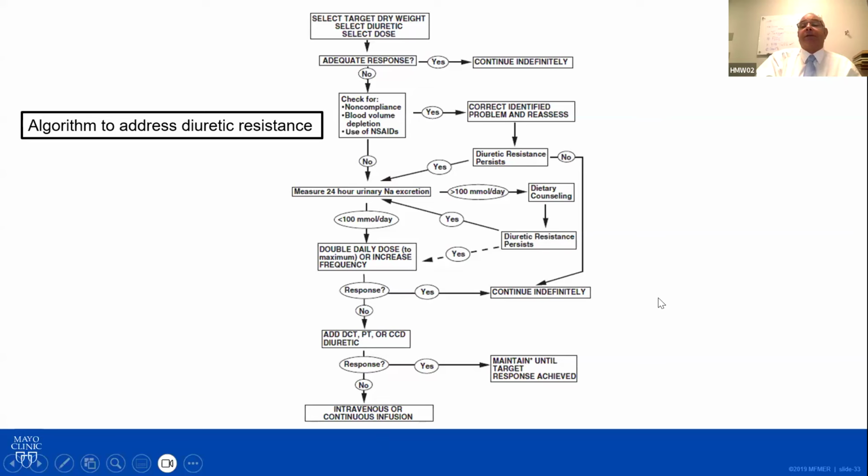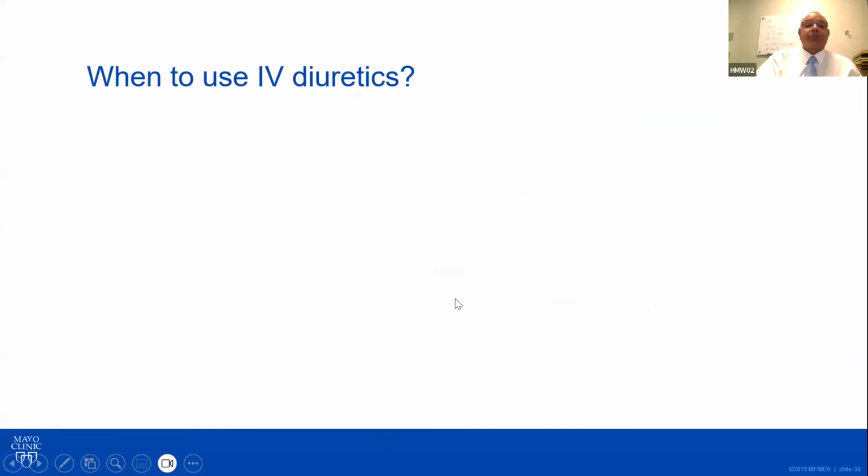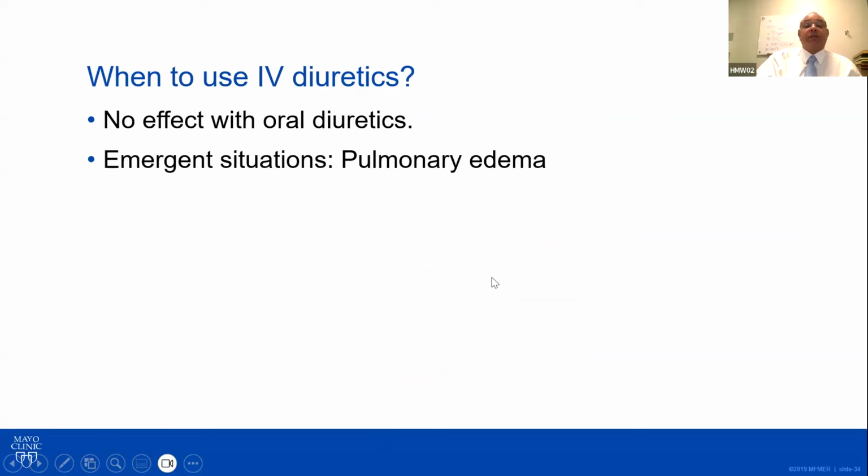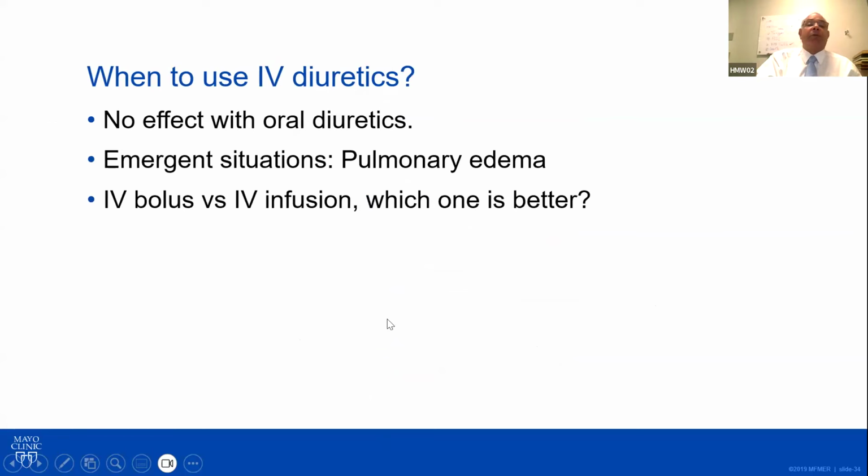You can address some of the issues I mentioned, such as other medications that compete with it, hypoalbuminemia, and using sequential therapy. The best way of fighting diuretic resistance is to use 2 or 3 diuretics at the same time. So the question comes to mind, when to use the IV diuretics? When there is no effect of the oral, when there is an emergency situation, somebody with pulmonary edema. Some people advocate IV boluses, some people advocate IV infusion.